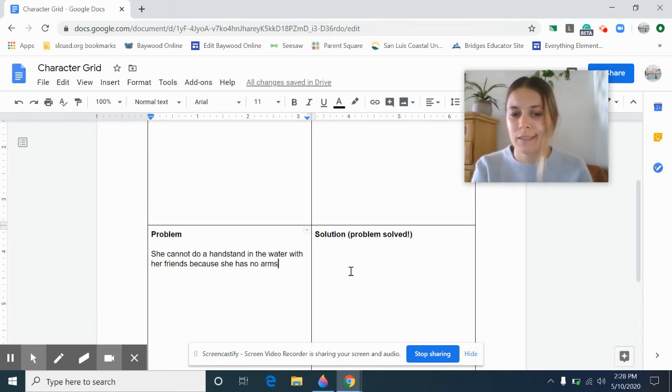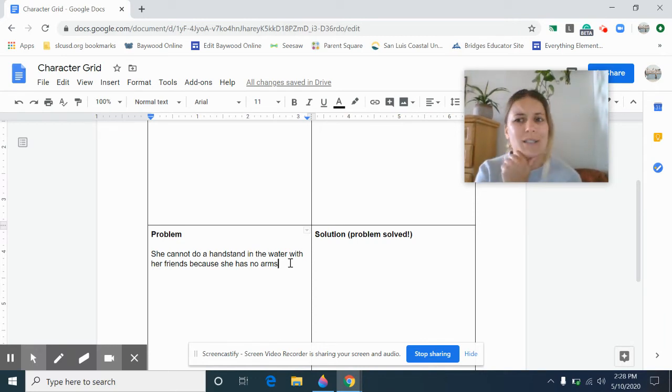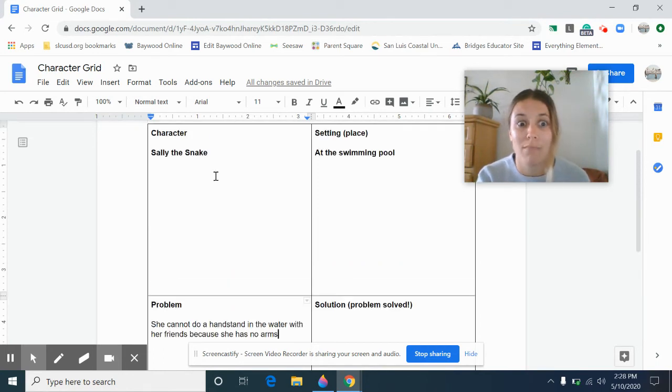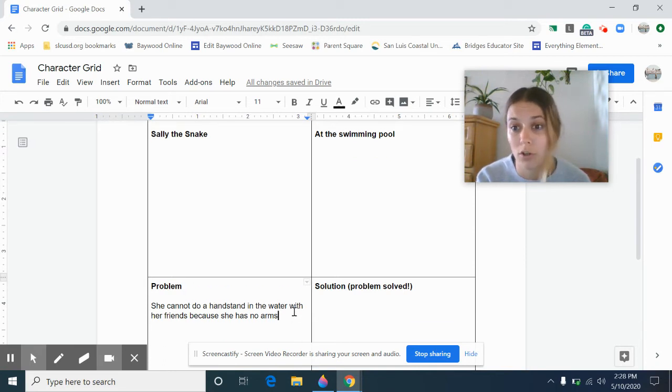And my problem is going to be kind of maybe difficult for the character, right? This might be kind of hard for the character. So I want you to think of something, a problem they're going to run into, right? Okay, my Sally the snake is at a swimming pool and she cannot do a handstand in the water with her friends because she has no arms.